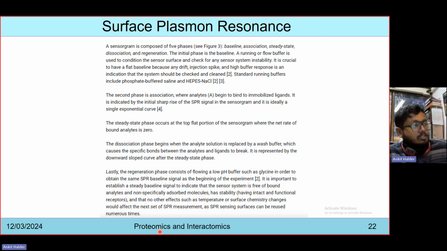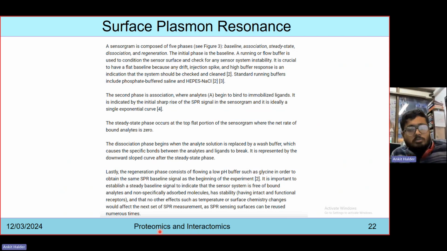The second phase is association, where analytes begin to bind to immobilized ligands. Again, surface immobilization is one of the most important things. It is indicated by the initial sharp rise of the SPR signal in the sensogram, and it is ideally a single exponential curve. The steady state occurs at the top flat portion of the sensogram, where the net rate of bound analytes is zero. Meaning as many are getting associated, as many are getting dissociated.